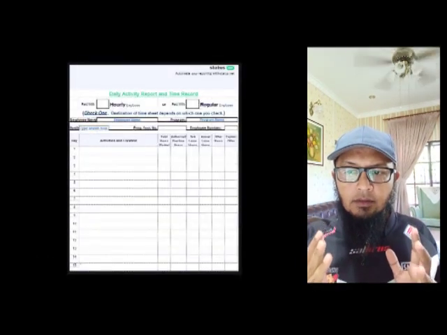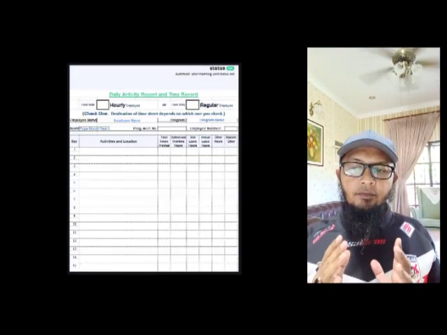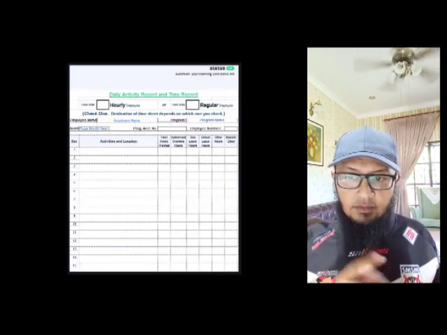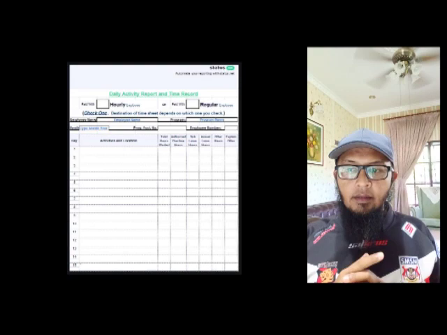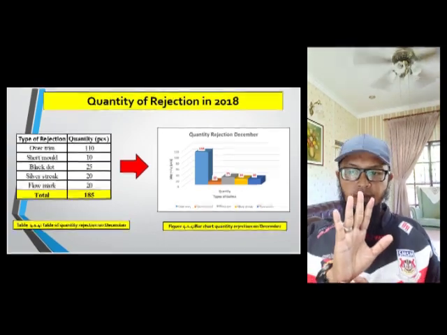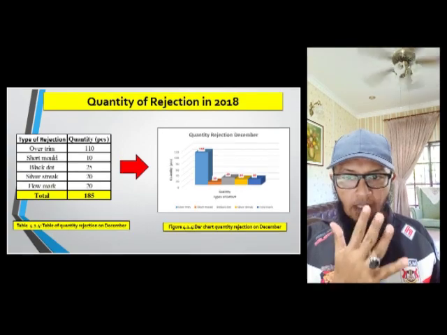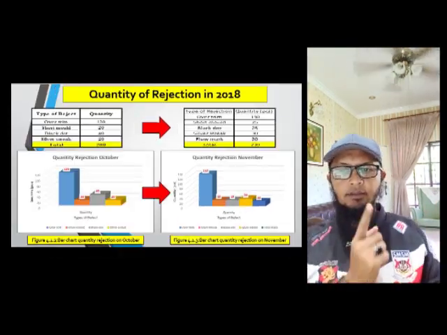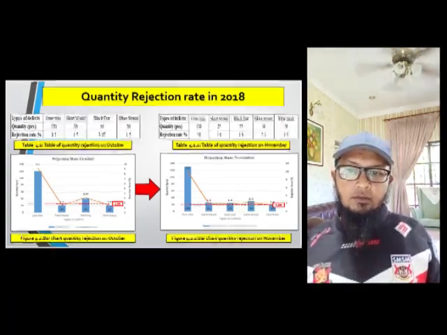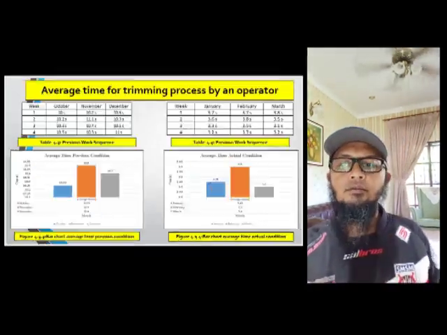The problem daily report is one of the methods that has been used to collect information on the most frequent defects in daily production. The report consists of production target, rejections, and number of defects based on each type. These consist of 5 defect types: over trim, short mold, black dot, silver streak, and flow mark. This table shows the data collected over 3 months, from October 2018 to December 2018.